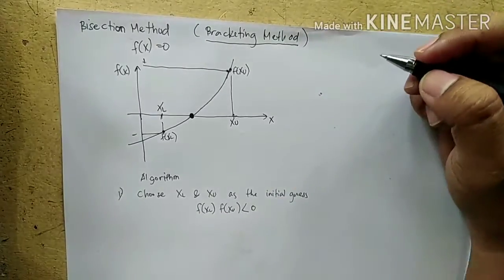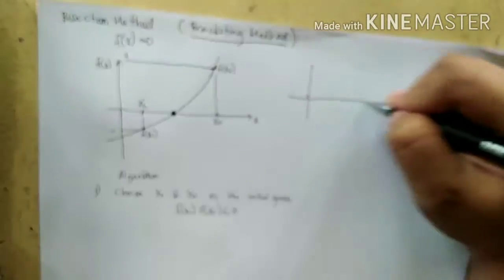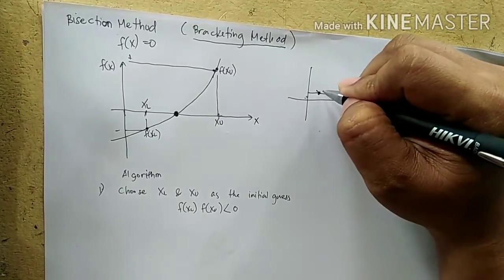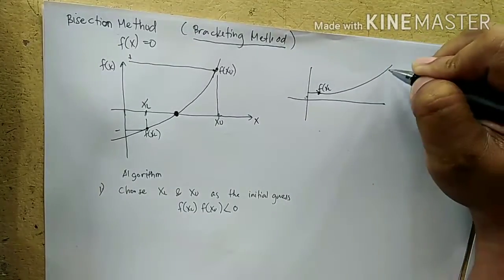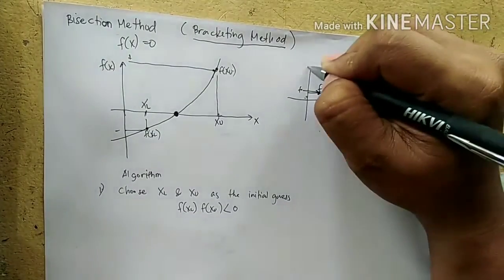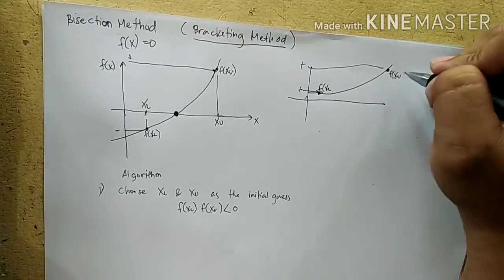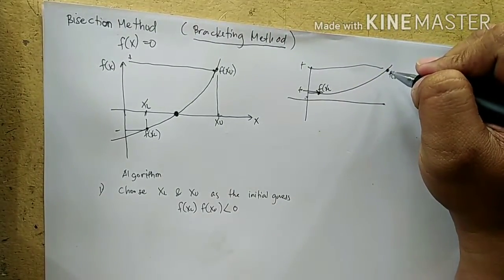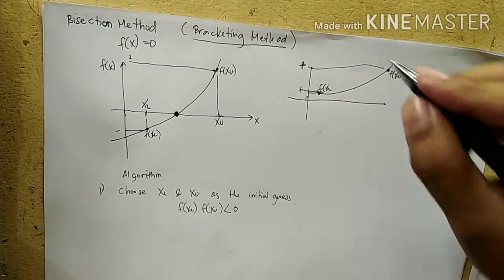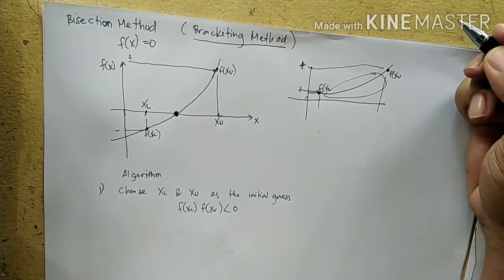Likewise, if it is not, for example, this curve, this is f of X sub L, and this is f of X sub U. They are both positive. So if you multiply these two values, the product is positive, the same sign. As you can see, there is no root in between, so you can no longer find a root in between f of X sub L and f of X sub U.